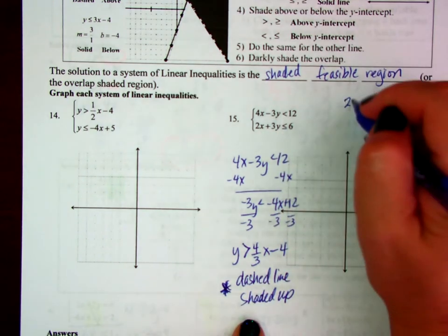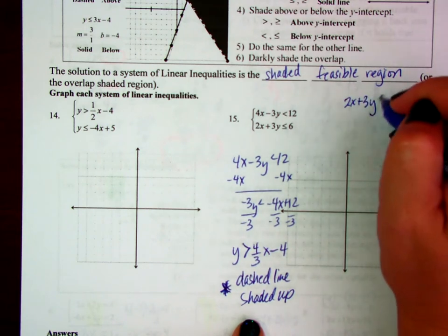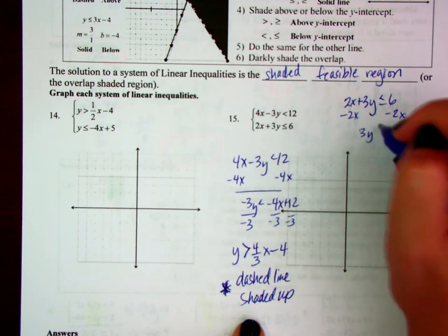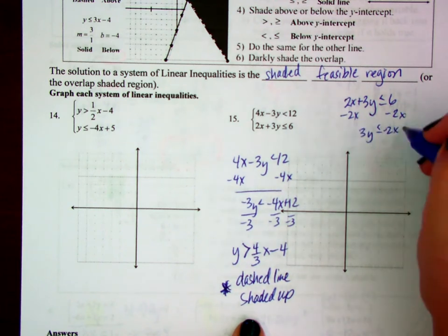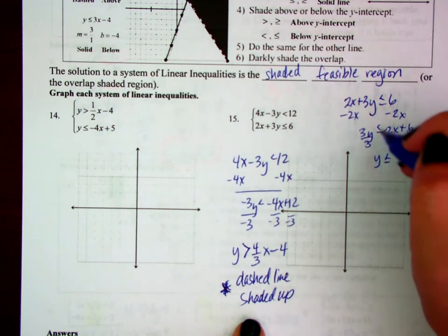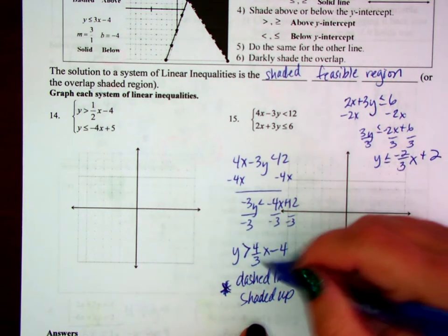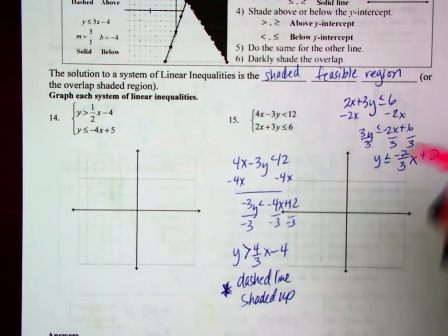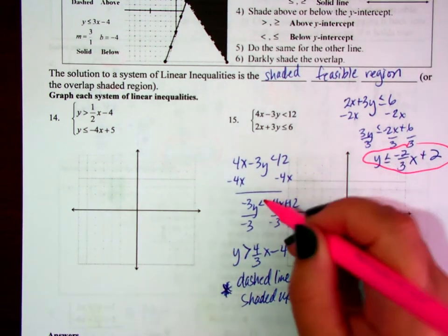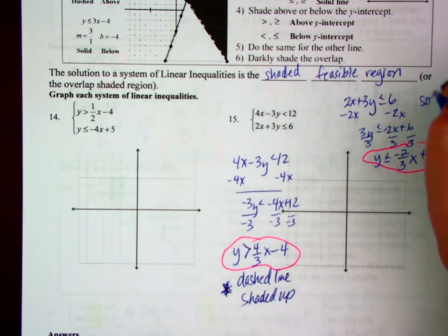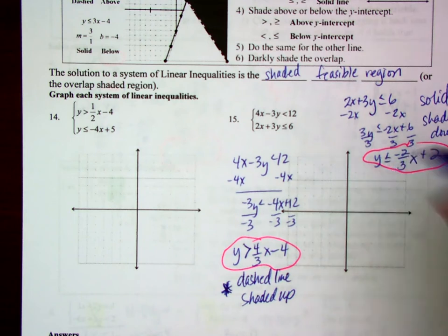Now let's go do this other part. Let's move over the x's. This time I don't have to change the inequality sign. It stays less than or equal because there's no dividing by a negative. And I'm ready to graph these 2. This one is going to be a solid line shaded down, solid, shaded down for that less than or equal.